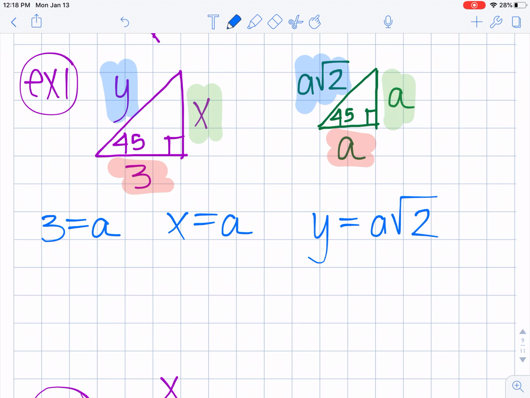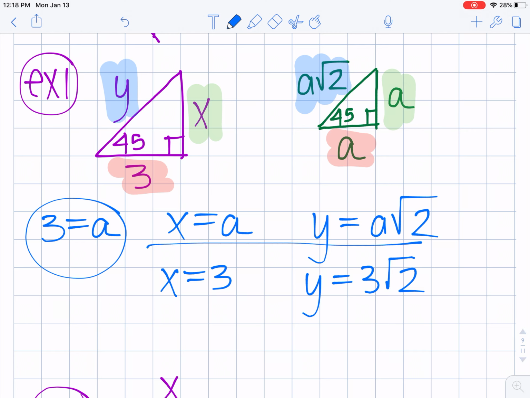Okay, so in this equation, I already know what my a value is. It tells me from this equation right here. So that means wherever I have an a, I'm going to replace it with a 3. So here x is equal to 3, and y is equal to 3 times the square root of 2. And you can leave your answer just like that. That's the easier of the two when they give you the leg, the side that's the same.